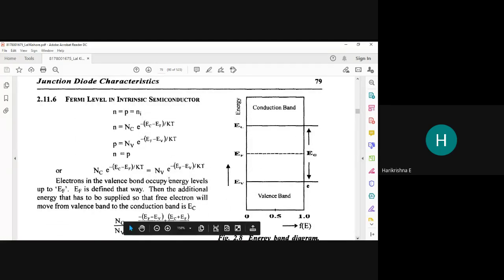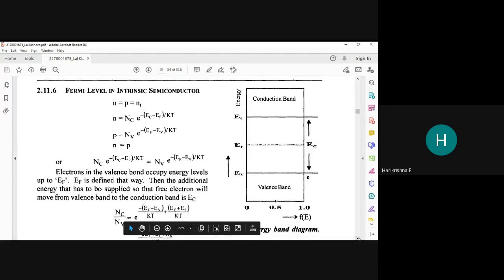Yes. Fermi level in an intrinsic semiconductor. See here, this is the valency band, this is the conduction band. EC, conduction band energy level. EV, valency band energy level. EF, the Fermi level, always lies in the middle of this band or energy gap, exactly in the middle of the energy gap EG. So just don't think about these formulas too much.